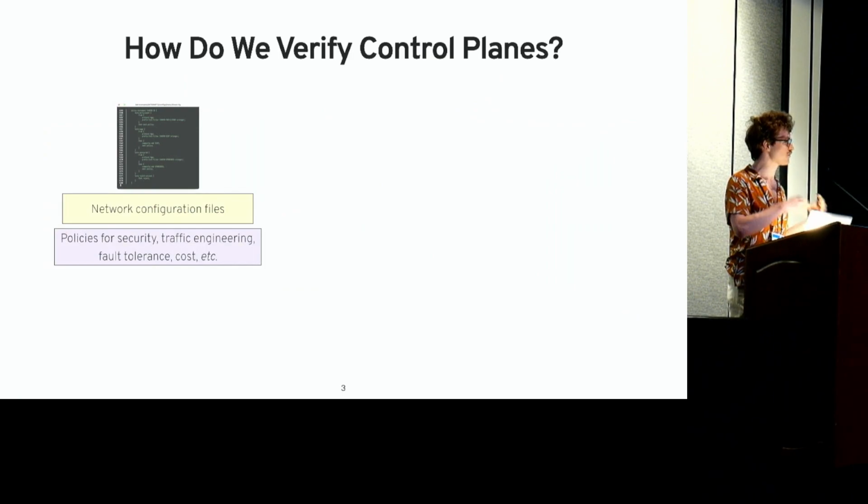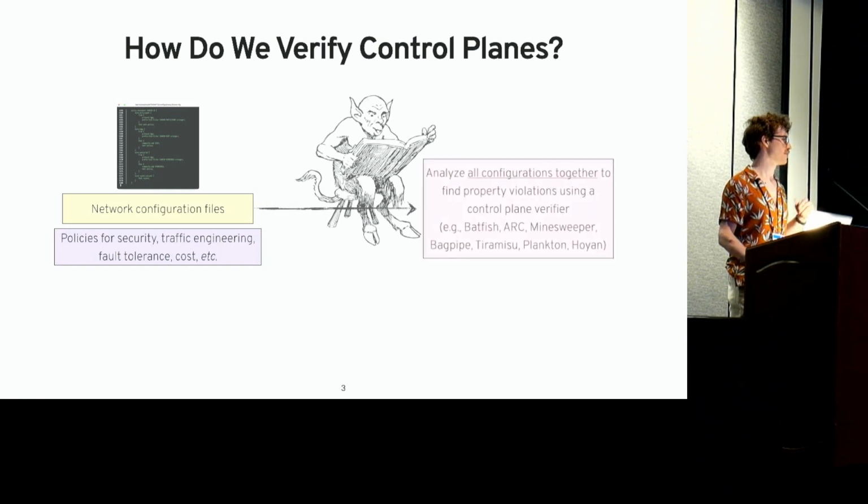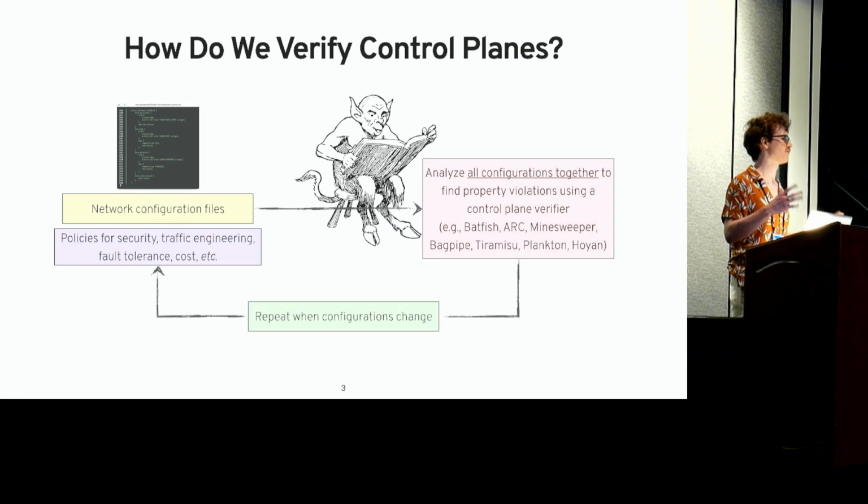So how do we actually verify these systems? Well, we take these configs, and we take these policies and the end-to-end properties that we care about, and we give them to a control plane verifier. That verifier is going to verify all of these configs together. There are many different tools that have done this in different ways over the years. But the point is that it's going to look at all of those configs as a unit, and then we'll repeat this process if and when configs change, like when you find a bug and fix it.